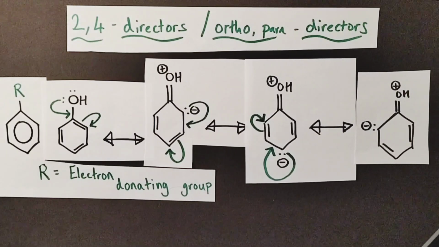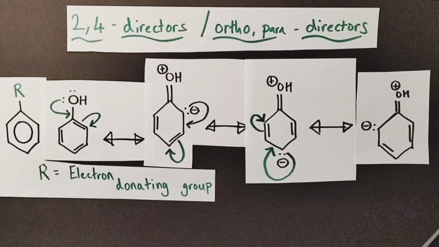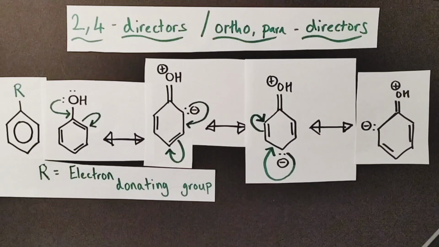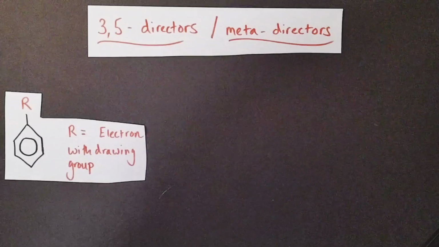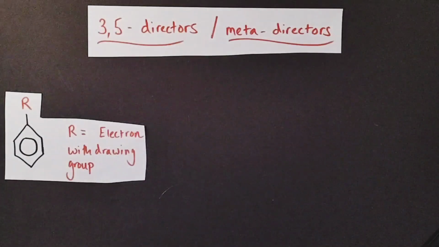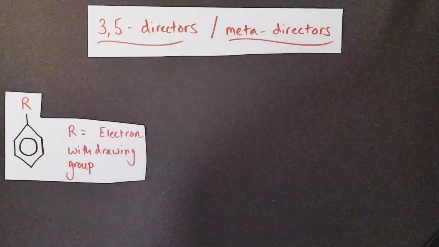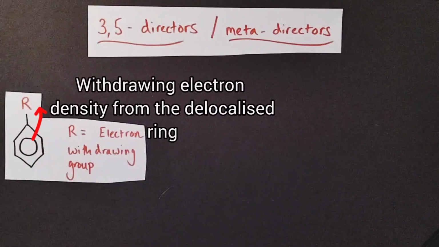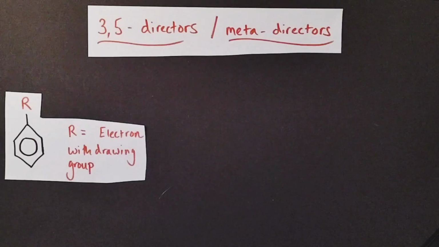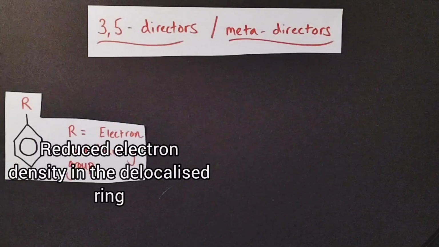as they attack. Now we're going to look at why there are 3,5 directors and what's going on in that circumstance. Now let's turn to the 3,5 directors, otherwise known as the meta-directors. So here's my example. The R group, in this case, is actually an electron withdrawing group. That means this group is withdrawing electron density away from the benzene ring. That's going to mean there's reduced electron density within the ring itself.